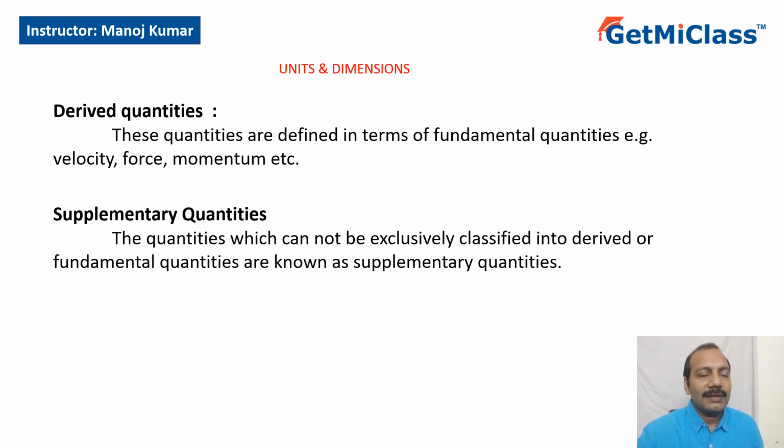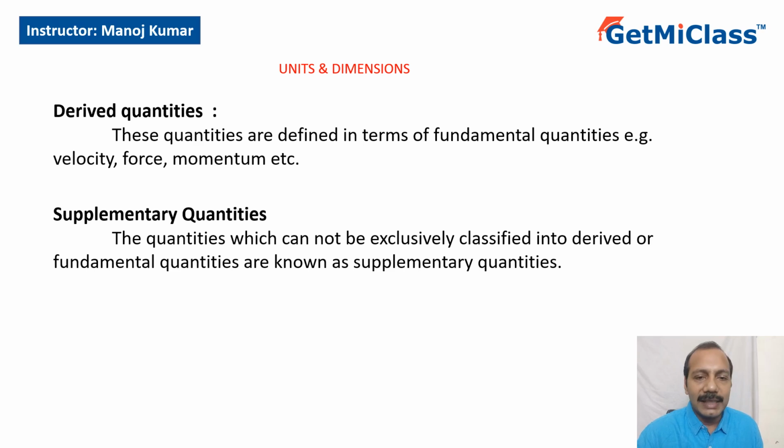After that, we have derived quantities. What are derived quantities? Quantities which are defined in terms of fundamental quantities are derived quantities. We just saw the example of density. Density is mass per volume, so density is a derived quantity. Volume, if I take it as a cube, is also a derived quantity. So quantities which are derived from fundamental quantities, or which are expressed in terms of fundamental quantities, are derived quantities.